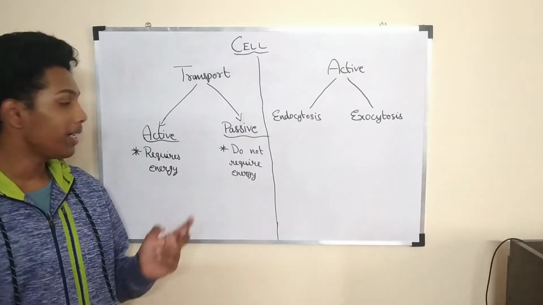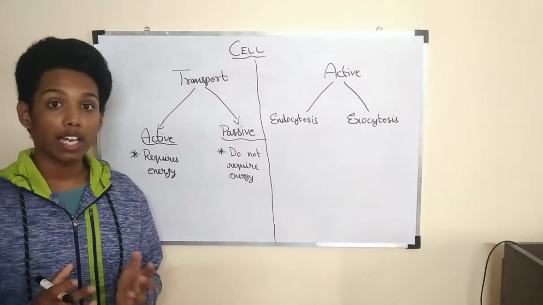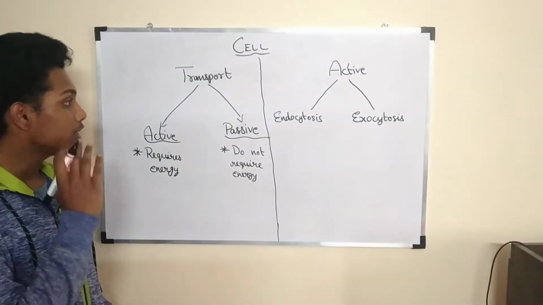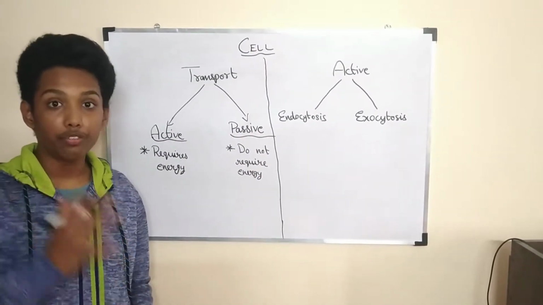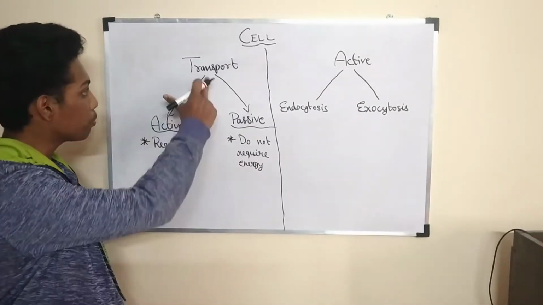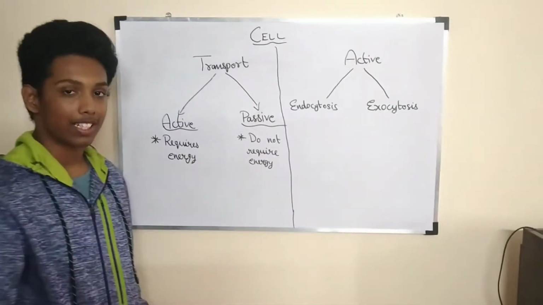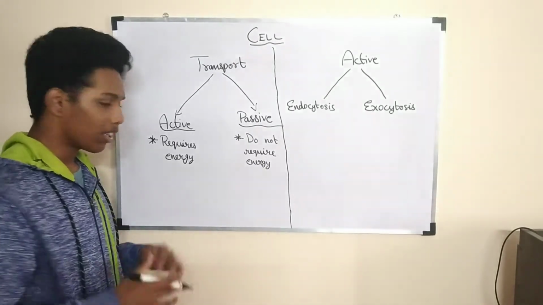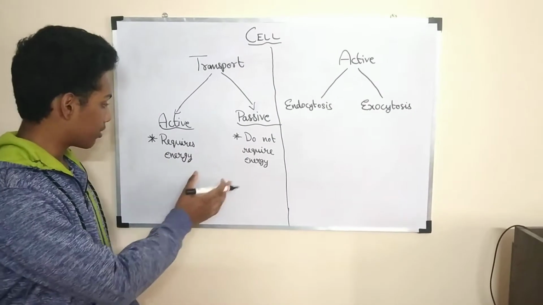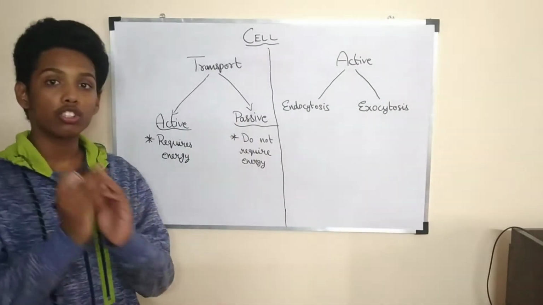So today I'll be teaching you the different types of transport taking place in a cell as well as the types of solutions in the chapter cell, right? So first, to understand the different types of solutions, we need to understand what transport is. Transport can basically be classified into two types, active transport and passive transport. Active transport is the type of transport taking place in a cell which requires energy. That's simple to understand, right? So active transport requires energy while passive transport does not require any energy.